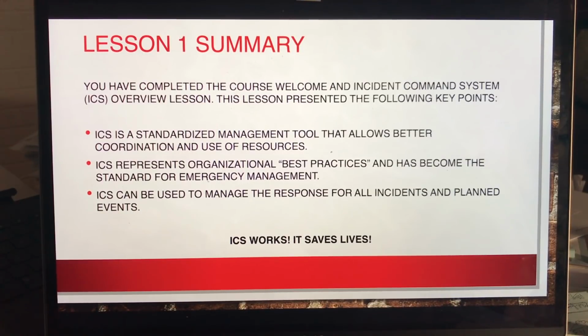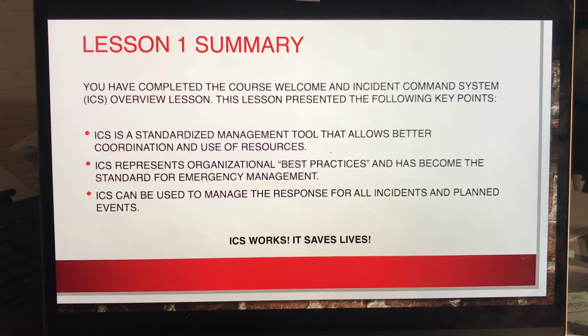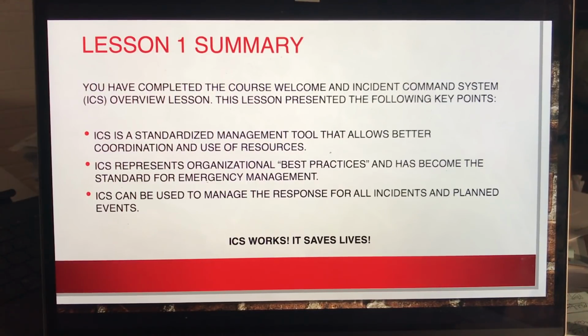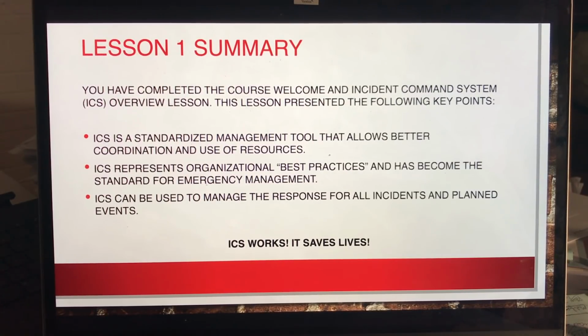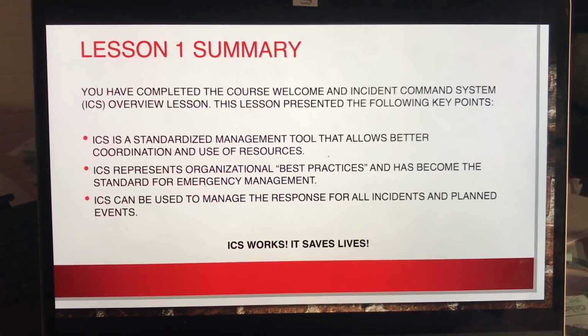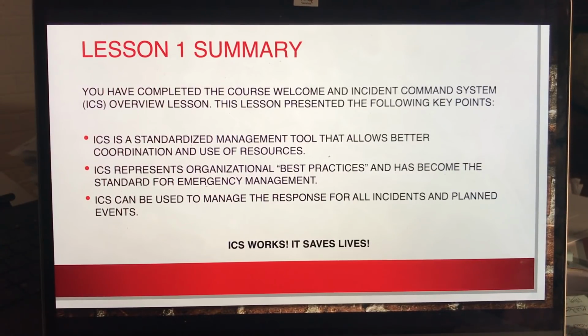Lesson 1 Summary. You have completed the course Welcome and Incident Command System Overview lesson. This lesson presented the following key points. ICS is a standardized management tool that allows better coordination and use of resources. ICS represents organizational best practices and has become the standard for emergency management. ICS can be used to manage the response for all incidents and planned events.